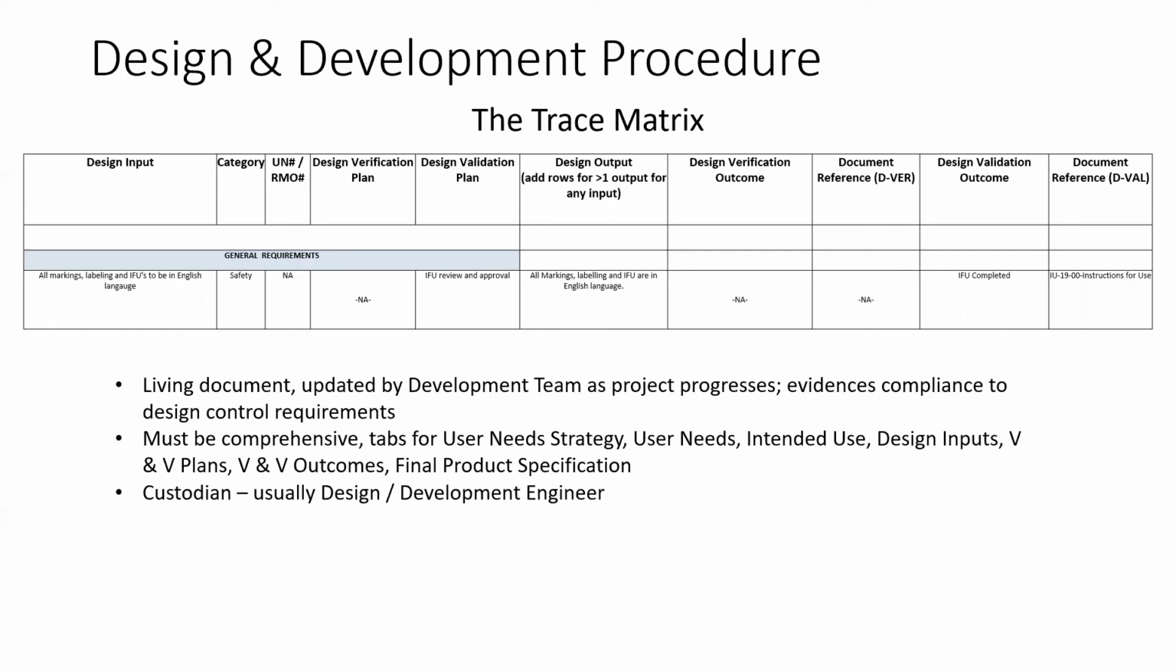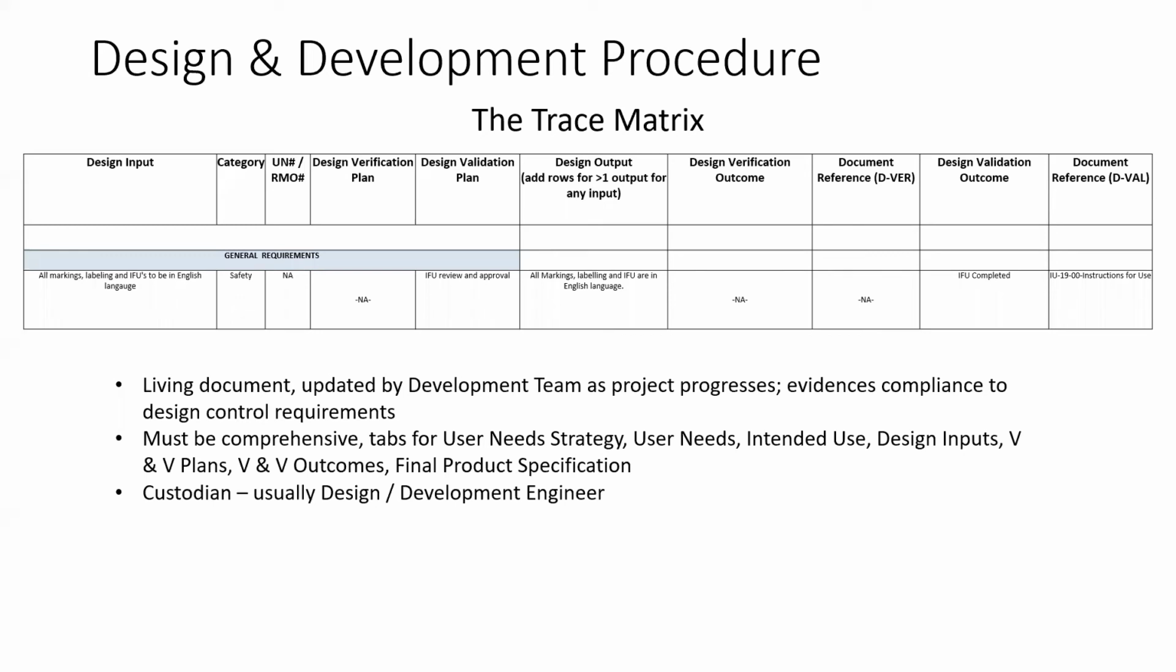Now, after design input, you have the verification plan. How am I going to verify if my design output met this input? So that's the verification plan. That's the second column. The next column is validation plan. How would we validate for this design input? Then you have the design output column. What is my output corresponding to this input?